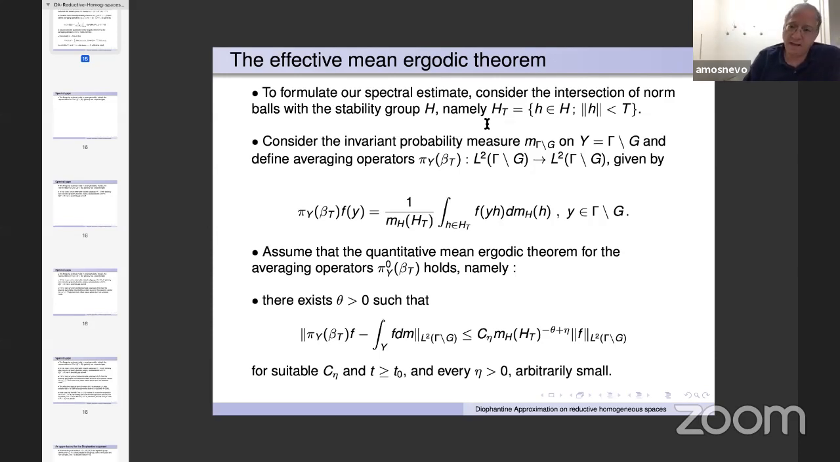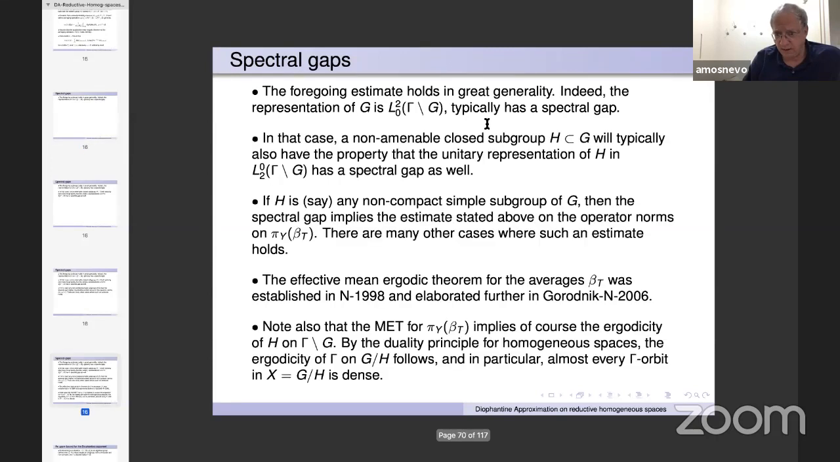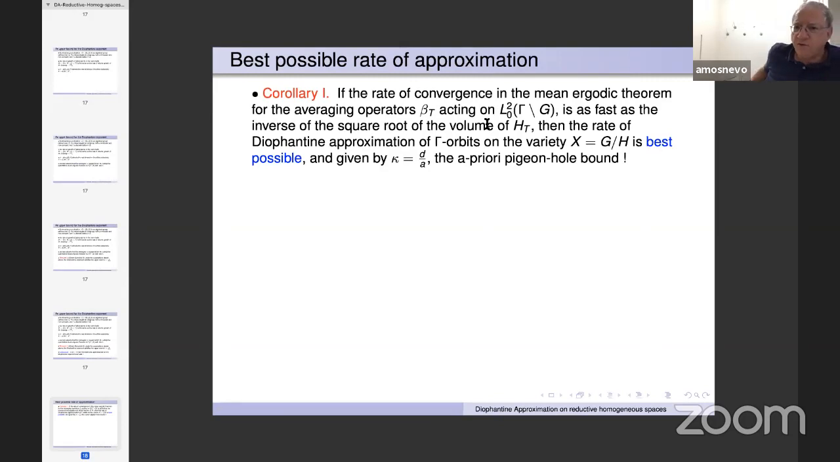And of course, what I'm going to say now is not going to be a surprise for all the people here in representation theory. Let me repeat it. If the rate of convergence in the mean ergodic theorem for the averaging operators beta t acting on L2 naught of G mod gamma is as fast as the inverse of the square root of the volume of H_T, then the rate of Diophantine approximation of gamma orbits on the variety X equals G mod H is best possible, and given by kappa equals D over A, the a priori pigeonhole bound.